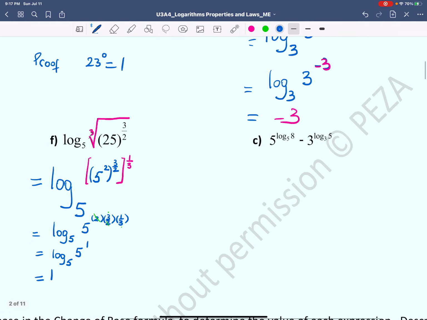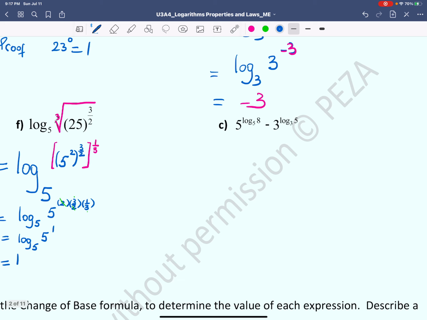So we're moving on to one more example. 5 to the power of log with base 5 of 8, that would be 8, minus 3 to the power of log with base 3 of 5. 8 minus 5. The answer is 3.